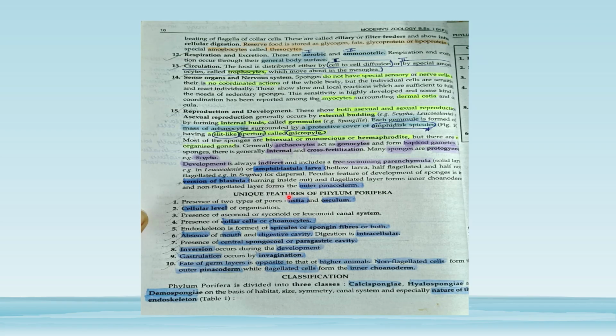And flagellated layer forms inner choanoderm and non-flagellated forms outer pinacoderm. So the inner layer is called choanoderm, which is the flagellated one, inner layer to maintain the water current, and the outer one is the non-flagellated layer, which forms the outer pinacoderm.